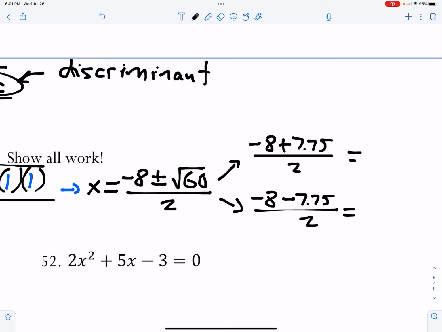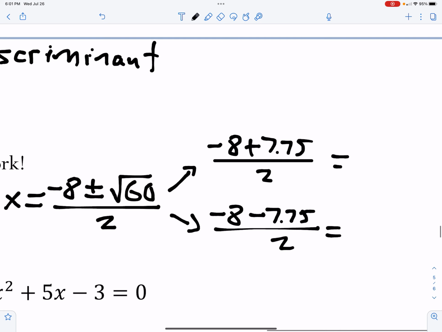So the first solution we should have gotten for the top is negative 0.127. And for the second solution, negative 7.88.